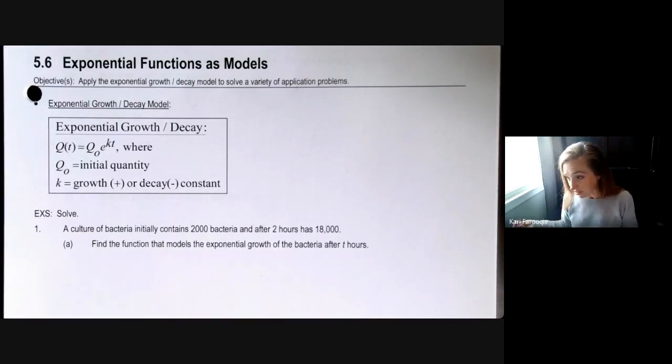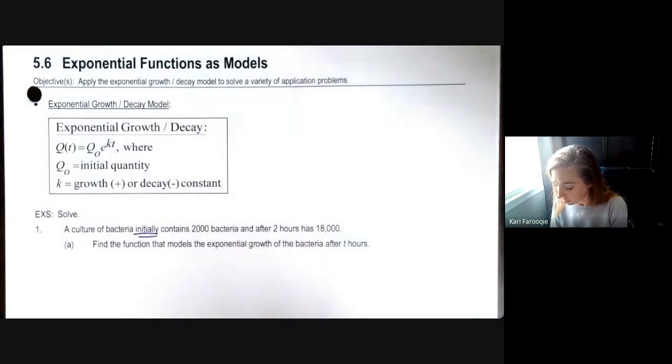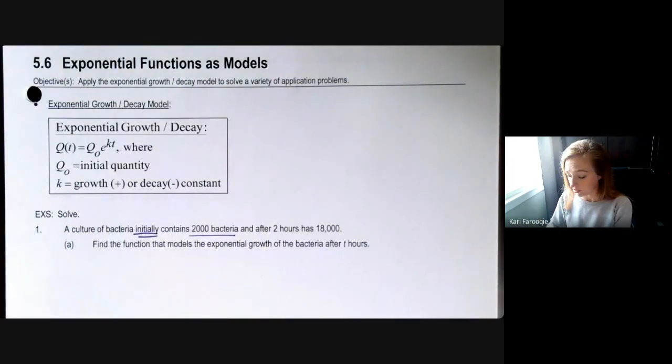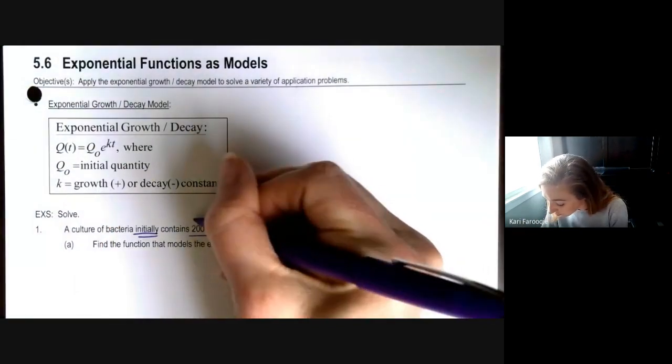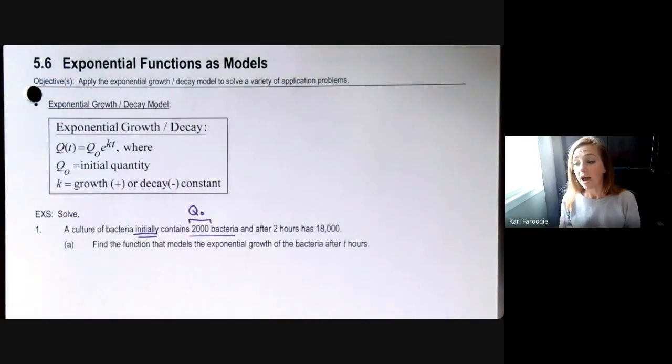A culture of bacteria initially contains 2,000 bacteria. So if we're given an initial quantity, that's one word we really want to pay attention to. Initially contains 2,000 bacteria. We're going to let that be Q sub naught, because remember that Q sub naught is representing the initial quantity. So the 2,000 is going to be our Q sub naught. After 2 hours, it has 18,000 bacteria. Find a function that models the exponential growth of the bacteria after 2 hours.